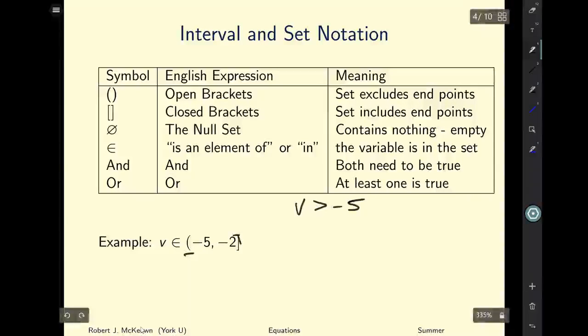And we've got a square bracket over here, and so v has to be less than or equal to -2.